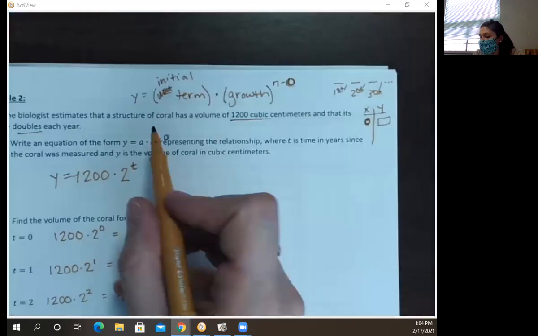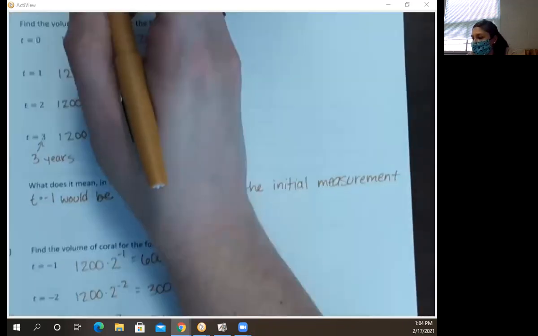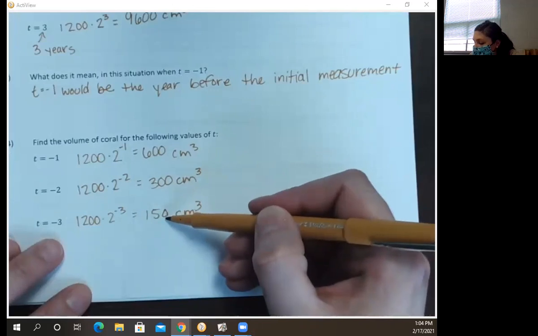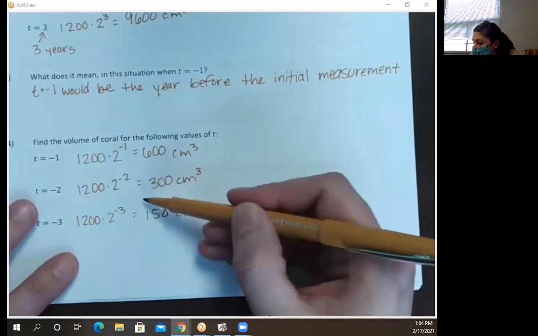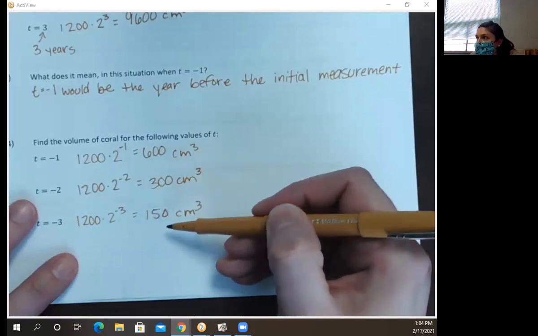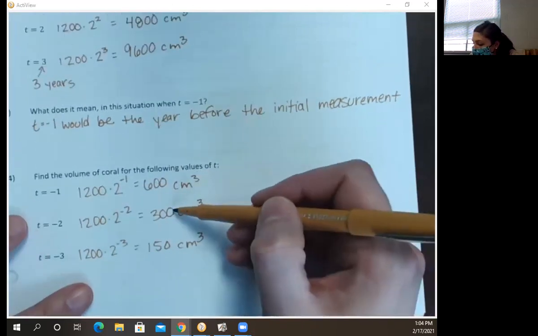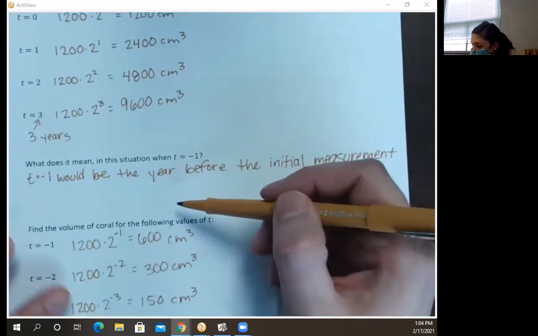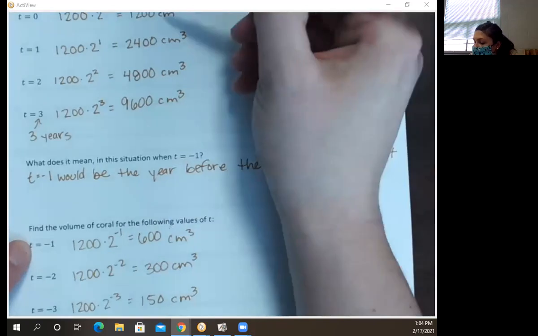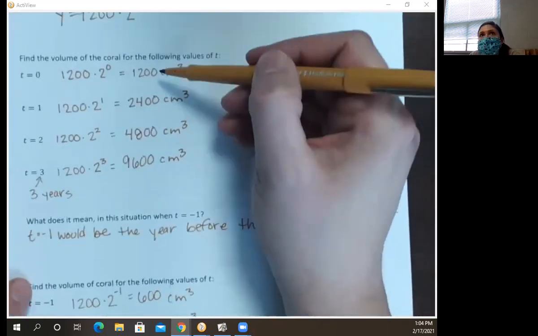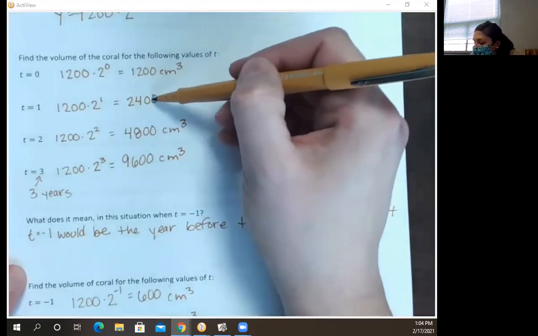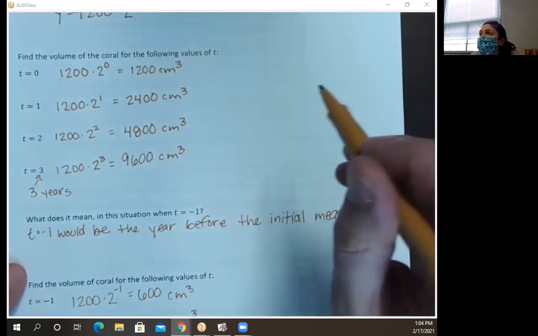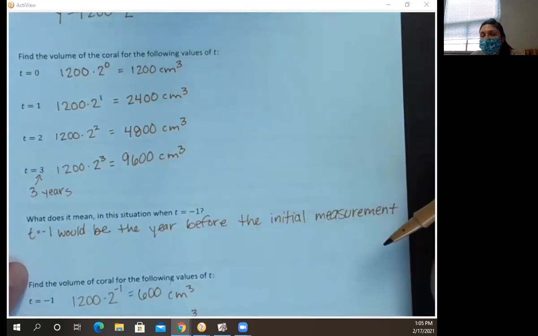We learned in the setup for our problem that that volume is doubling each year. So from 3 years ago when I had 150 to 2 years ago when I had 300, that doubled, right? 150 times 2 is 300. And then between another 2 years, 300 to 600, I doubled again. From 1 year before to the year I took the measurement, I doubled again. And then for 1 year in the future, I doubled again. For 2 years in the future, I doubled again. Okay, those values should make sense based on what we know about that sort of rate of growth.